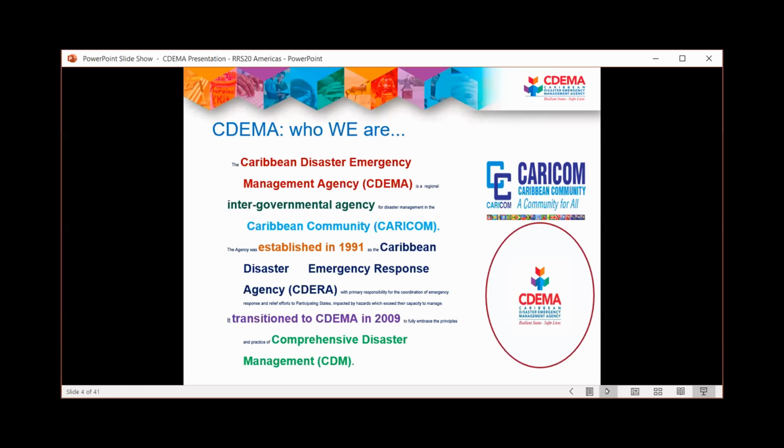We subscribe to the concept of comprehensive disaster management, which basically is an all hazards approach to disaster management. So yes, we like to say we're in hurricane season, but we're not just limited to hurricanes. As you know, the Caribbean of itself is a very hazard-prone region. So comprehensive disaster management takes into account all hazards and all phases of the disaster management cycle.